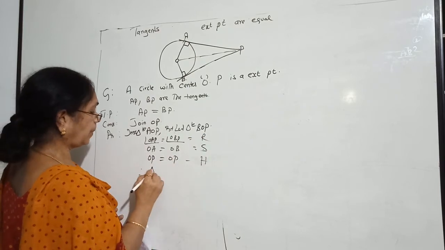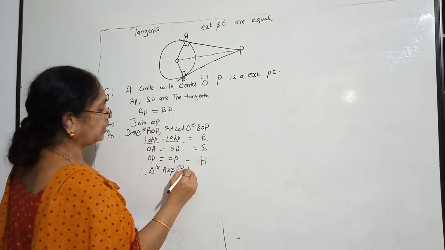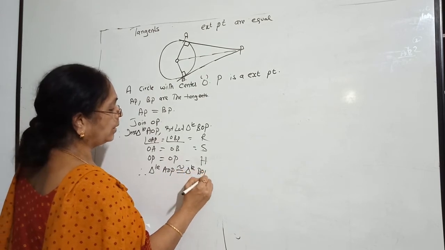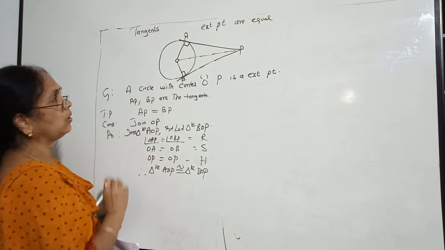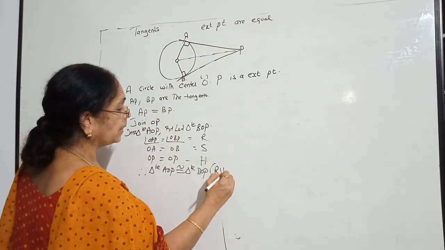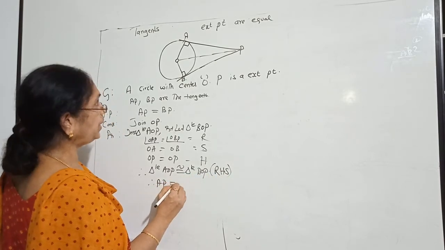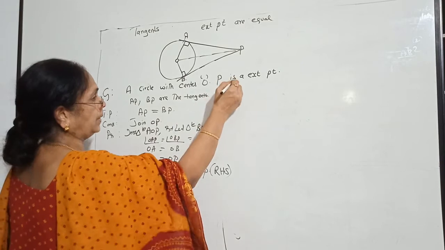RHS. Therefore, triangle AOP is congruent to triangle BOP. Now since it is congruent, what are you proving now? It is congruent by which postulate? RHS postulate. Therefore, AP is equal to BP.